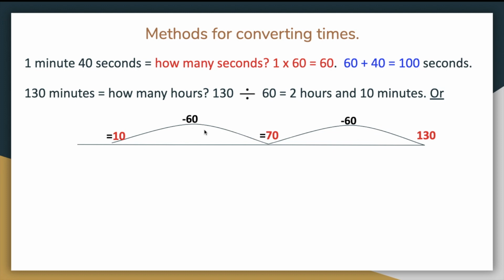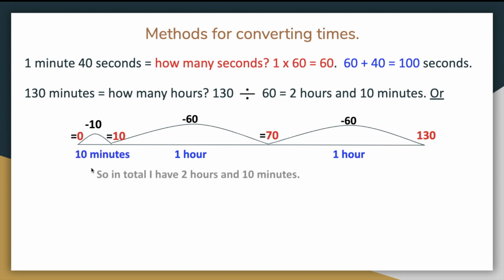So I've now subtracted 2 hours. I can't subtract another whole hour because I only have 10 minutes left. So I just take away that 10 minutes to get to 0. Now I can see that I have 1 hour, 2 hours, and 10 minutes. So in 130 minutes, I have 2 hours and 10 minutes left over.